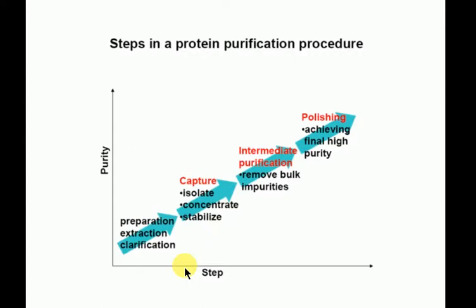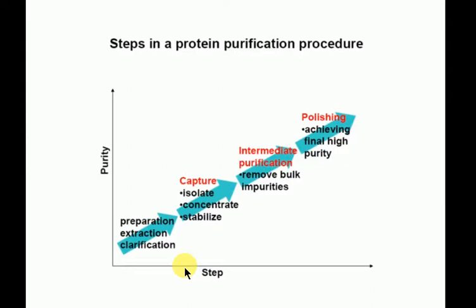So on the left-hand side, we have purity. On the right-hand side, we have number of steps. We would start off, before this even, by optimizing our cellular system to make the protein. We would then prepare those cells for extraction. We would clarify it, so it's obviously going to have a lot of gunk when we break the cells open. So we would clarify it, usually through centrifugation. Then we've got to capture our protein of choice, isolate it from contaminants, concentrate it to a small volume, high concentration, and essentially stabilize it.